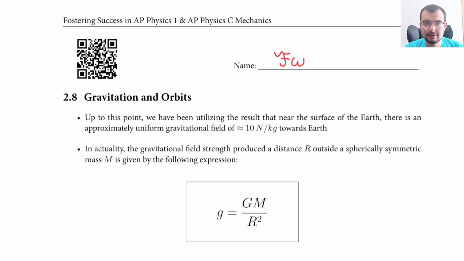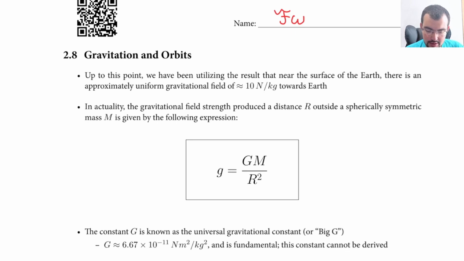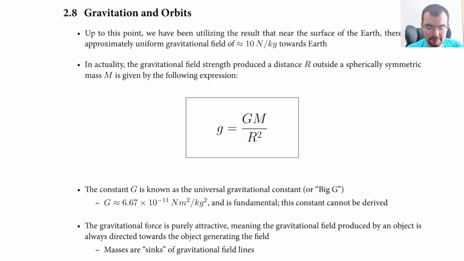All right. Now we're going to talk about the gravitational force in the case where we're not close to Earth's surface. When close to Earth's surface, we've been using the approximation that there's a uniform gravitational field, 10 newtons per kilogram, directly downwards. But in actuality, the gravitational field strength, which is the force per unit mass, is given by a more fundamental expression.